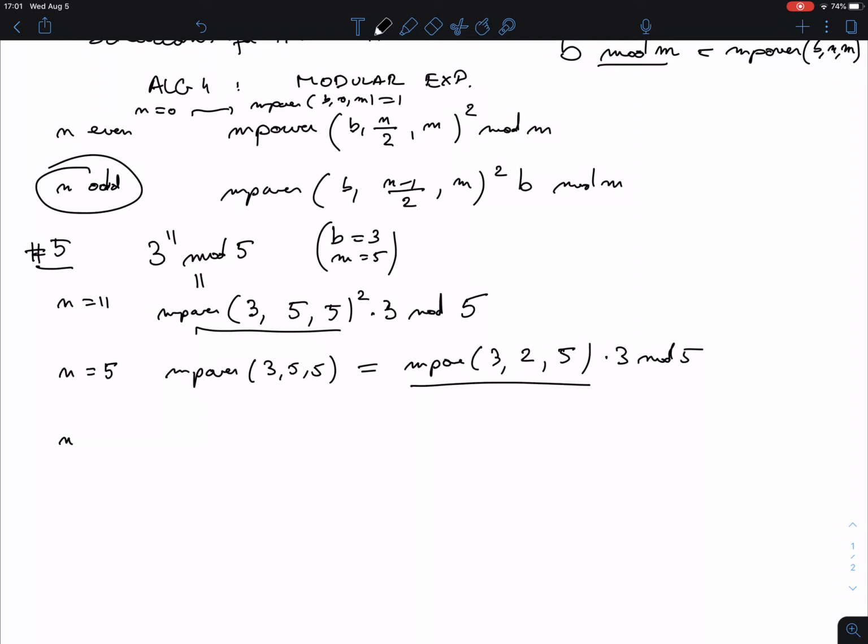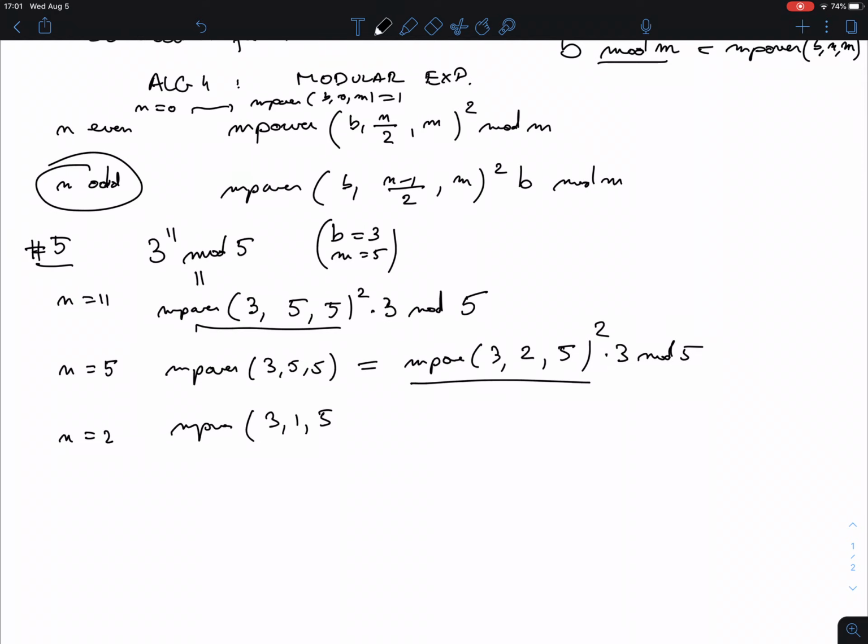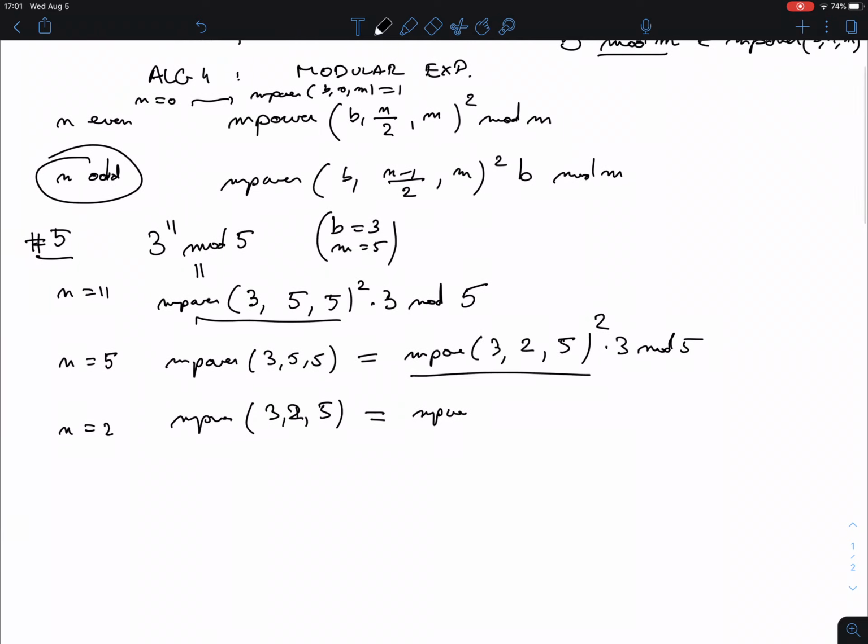But again, this we don't know, so now n is 2. We are in the even case, so this has to be squared. And then we do m power 3, 1, 5. Here we divide by 2, so that is m power 3, 2, 5 becoming m power 3, 1, 5 squared, times, not times 3 now, mod 5.